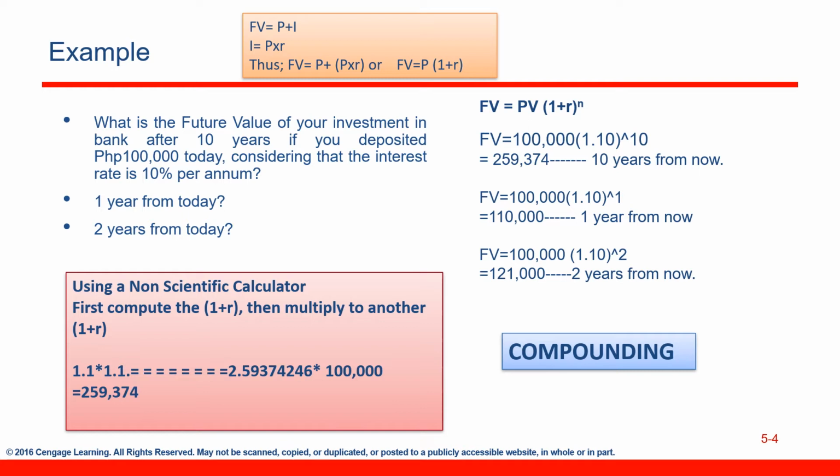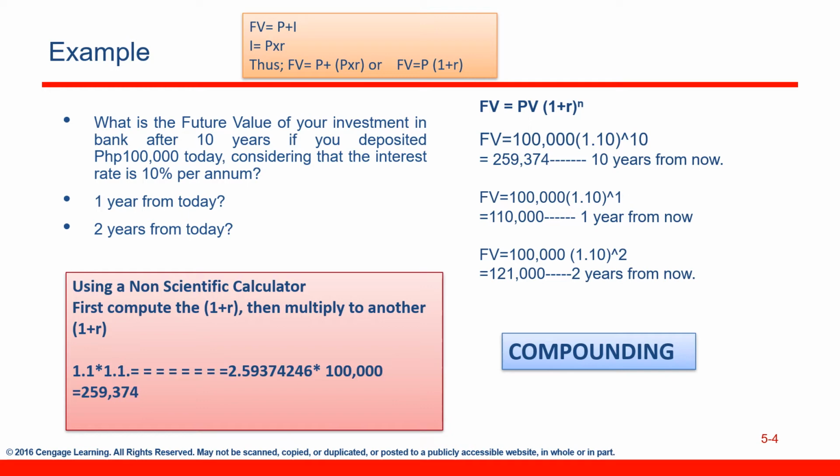Okay, so using 1 year, plug in the formula, 100,000 times 1.10 raised to the 1 power, so 110,000. So, okay, 110,000 1 year from now. How about for 2 years? So, plug in the formula, 121,000 2 years from now. Or if you are using scientific calculator, 1.1 times 1.1, that is for 2 years already, times 100,000. Okay, so 121,000 for 2 years. So again, future value, we are using compounding, no?